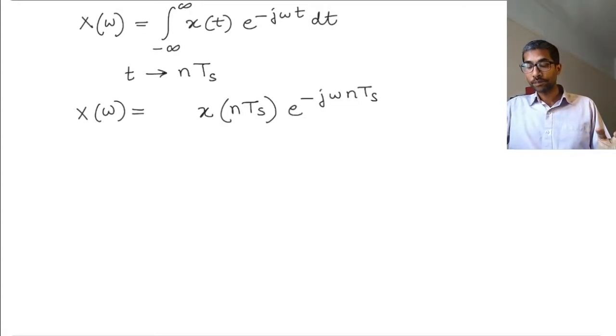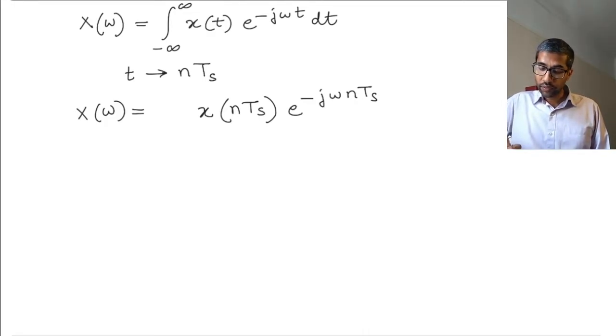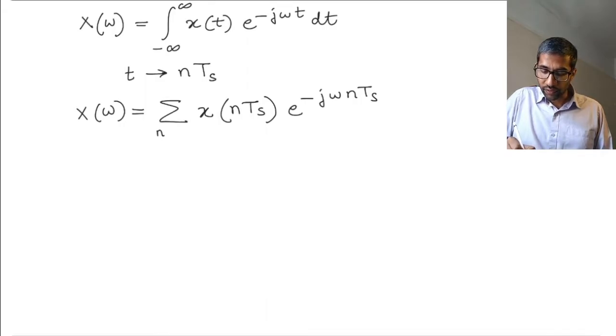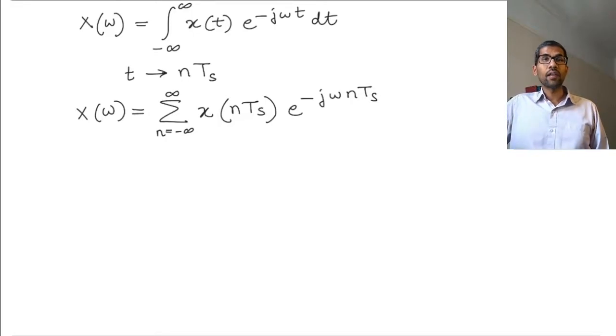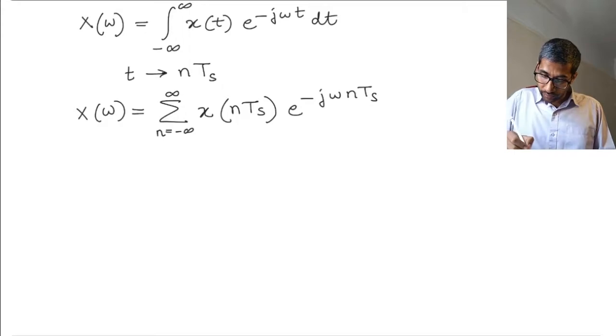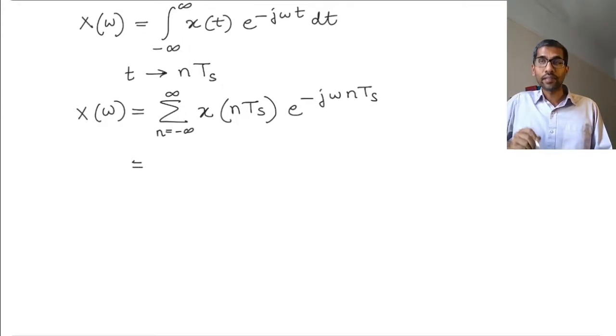Now the issue is, what is the variable of integration here? In the earlier equation, the variable of integration was t, but in this equation there is no t. The variable that is changing with time is basically n. So instead of an integration over t, we can replace this with a summation over n, where n varies from minus infinity to infinity. So at all time instances from minus infinity to infinity, we can have this summation going. Let's continue working with this equation.